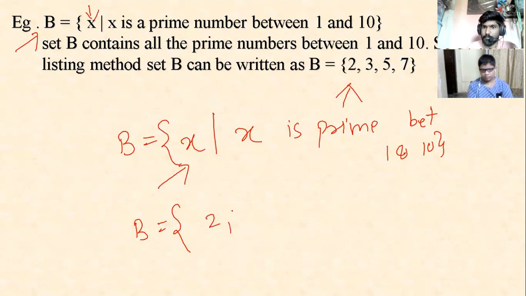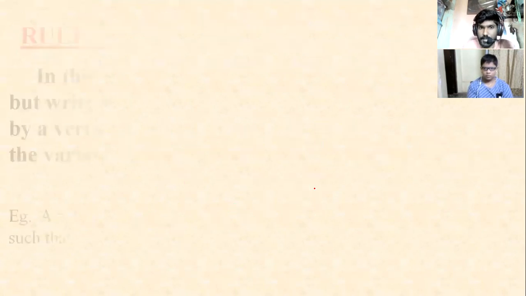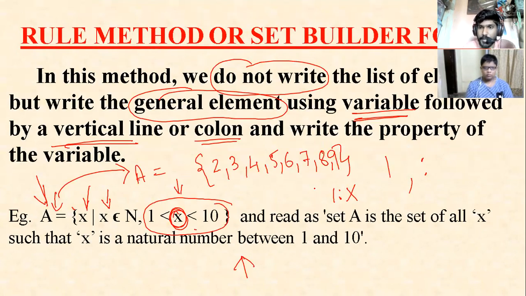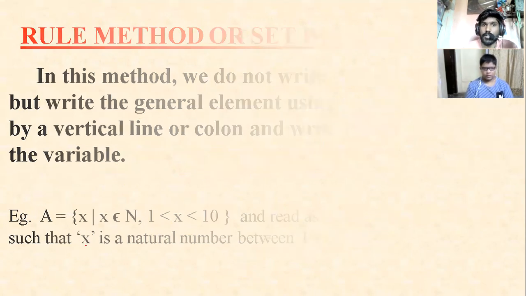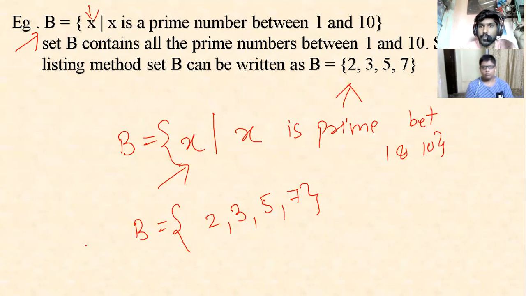2, 3, 5, 7. So here, what is the property of x? In the previous example, the property of x was that x is a natural number between 1 and 10. That was the property of the variable x. So here, what will the property of x be? That x is a prime number between 1 and 10. Correct.